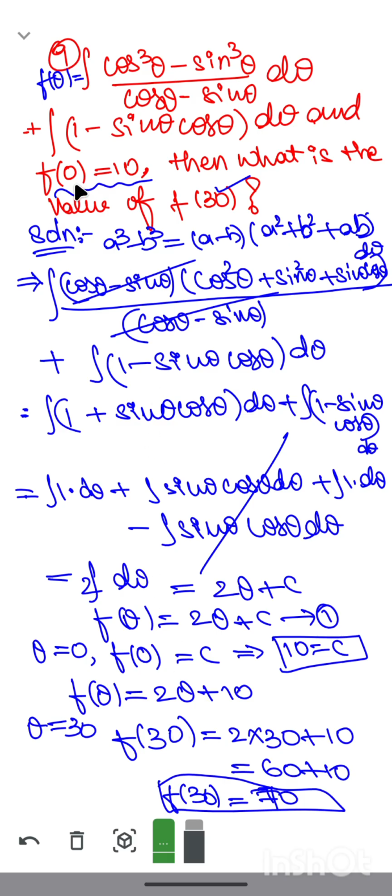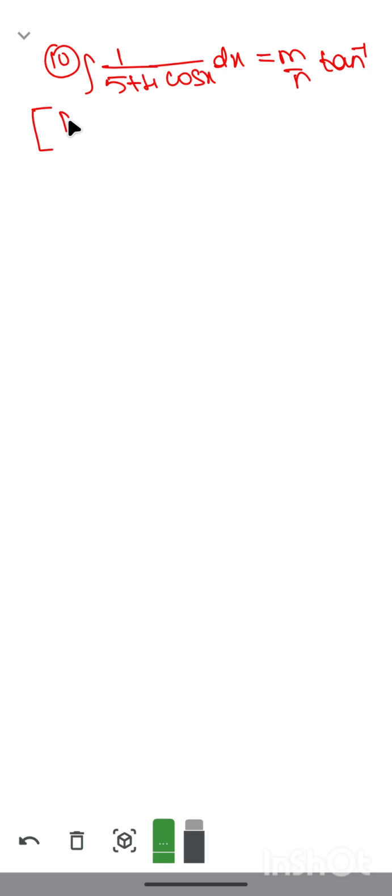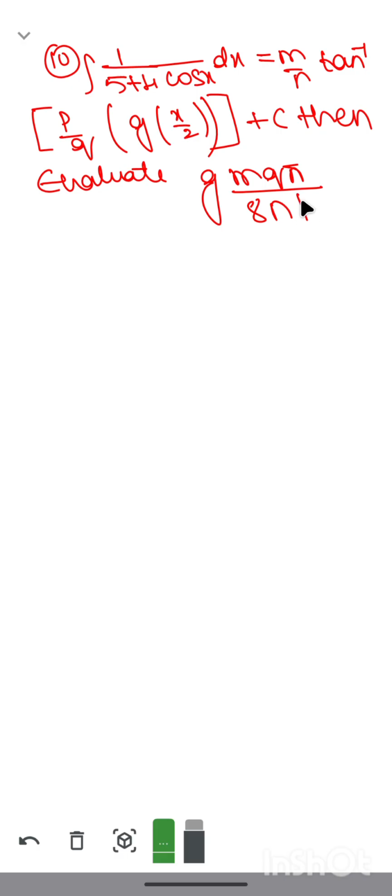So today's last question is the 10th one, that is: if the integral of 1 divided by (5 plus 4 cos x) into dx is equal to m by n into tan inverse of p by q into g of x by 2 plus c, then evaluate g of (m q pi) whole divided by 8 n p. This is actually a very good question. See how complicated the question is given.